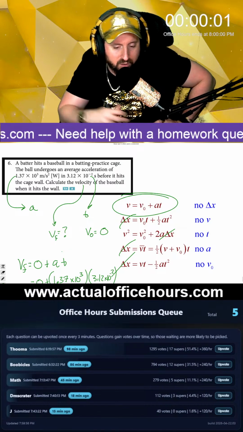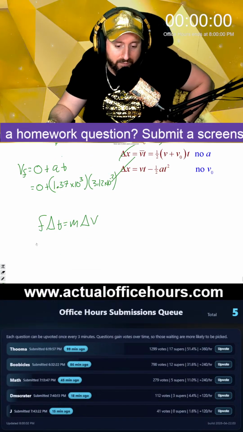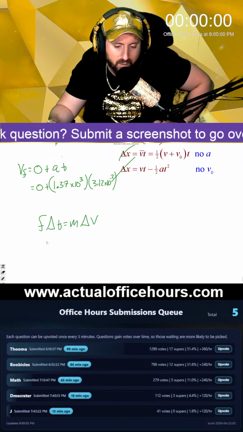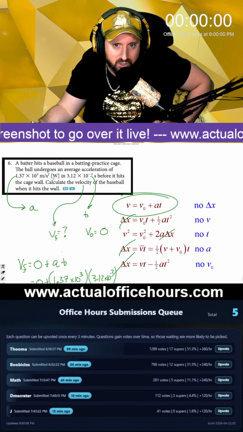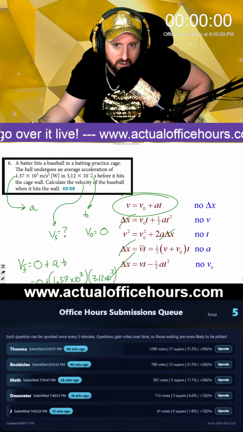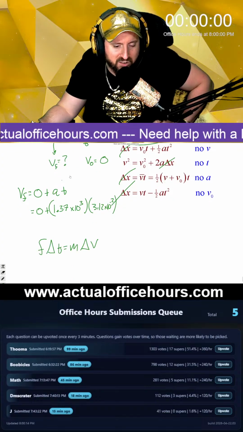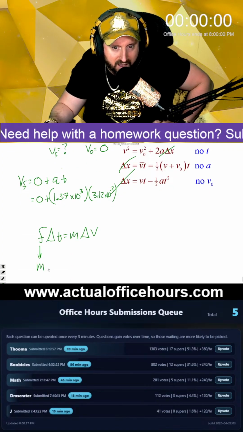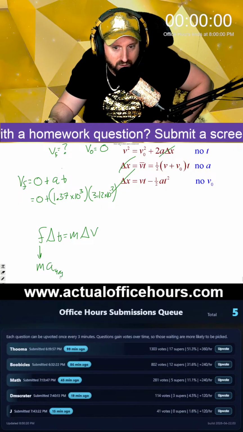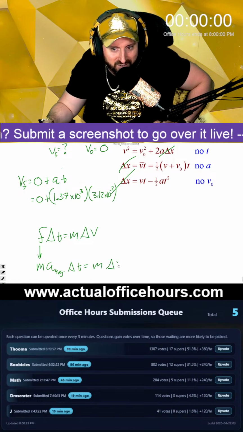But here's the interesting thing. If I have average acceleration in a certain amount of time, but then don't I need the mass of the ball too? Or wait, could I say this is equal to mass times A average? Delta T is equal to M delta V.